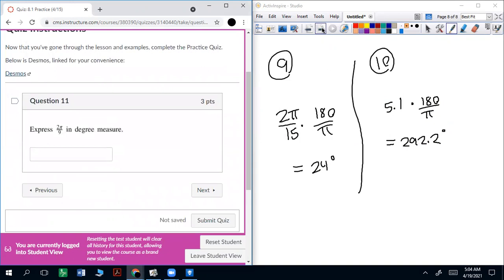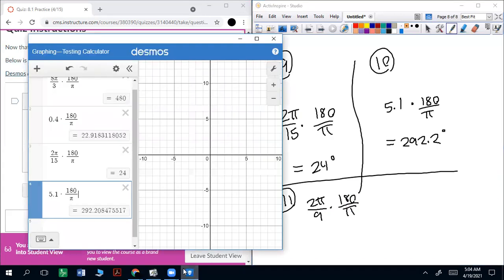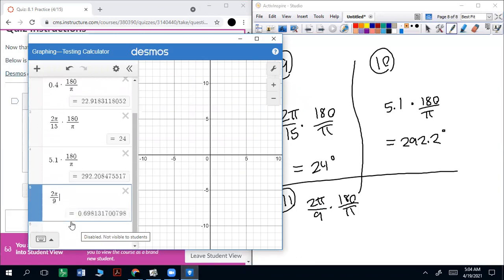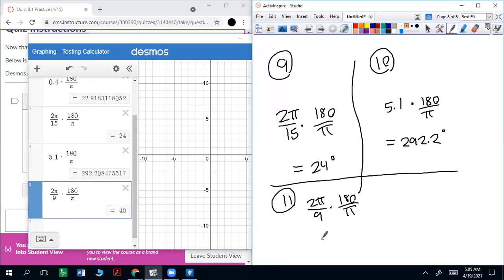And number 11. We could probably squeeze number 11 in here. 2 pi over 9 times 180 over pi. Pretty repetitive stuff. And that's 40 degrees.